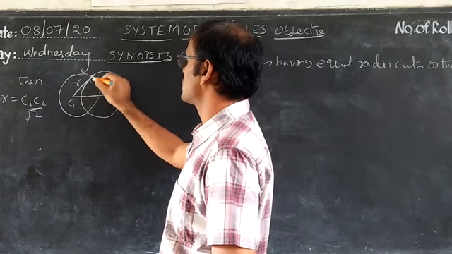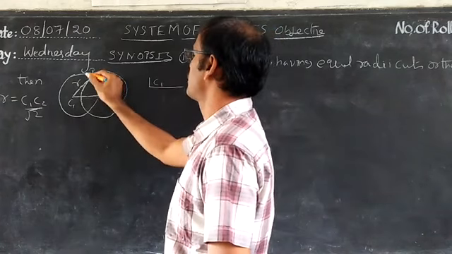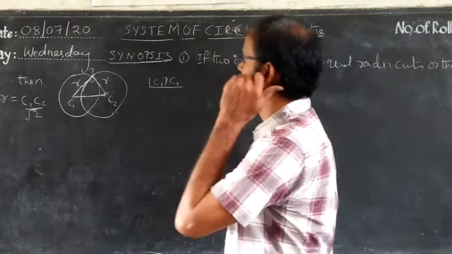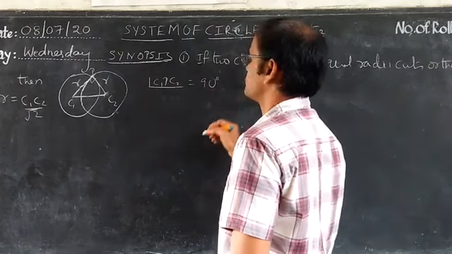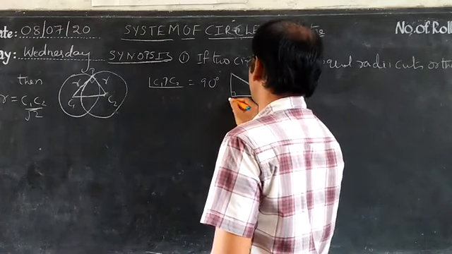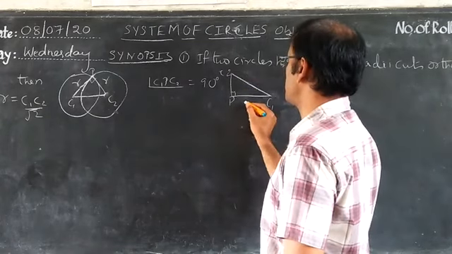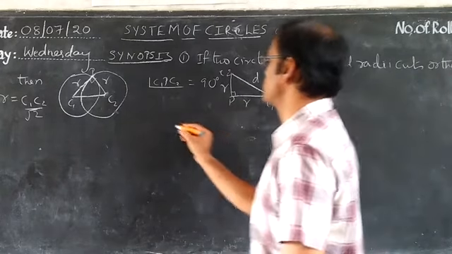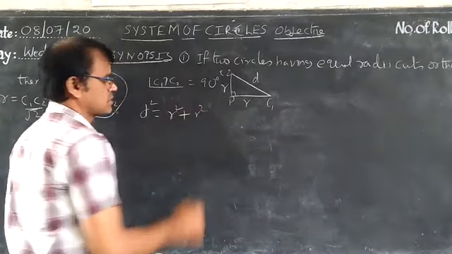We know that the angle in a semicircle is 90 degrees. Draw like this. Put P here. Angle C1PC2 is equal to 90 degrees. Here this is P, this is C1, this is C2. C1C2 can be represented as D. C1P is equal to R and C2P is also R. So D square is equal to R square plus R square.